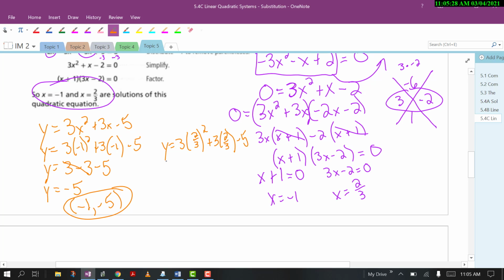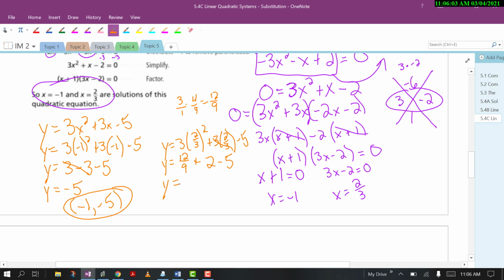Our second solution, we have to multiply this out. 2 over 3 squared is 4 over 9 times 3. You can see that we don't need to use a calculator for everything. So 3 over 1 times 4 over 9, because 2 squared is 4, 3 squared is 9. And we multiply that, we get 12 over 9. Kind of ugly, but hopefully things will add up nicely. Then 3 times 2/3, well, the 3's cancel out, so we get 2 minus 5.